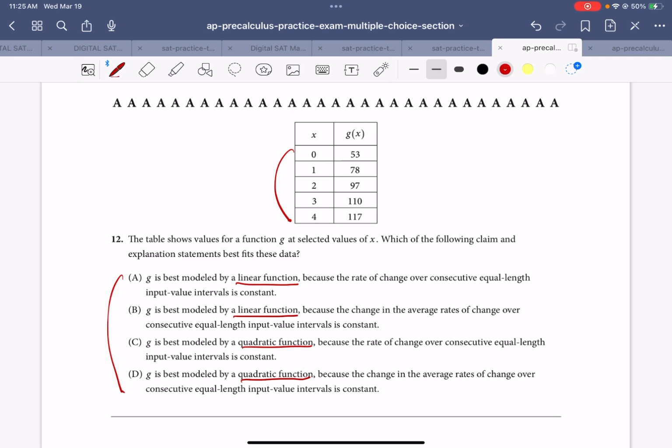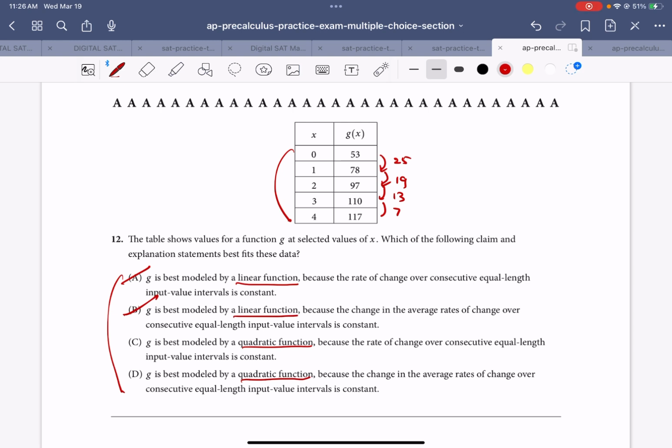Okay, let's look at here. 78 minus 53 is 25, and the other one here, 97 minus 78, so yeah, 19. From here to here, that's 13. From here to here, that's 7. That's how much it increases. So clearly it's not linear, because there are no common differences. The differences are different.